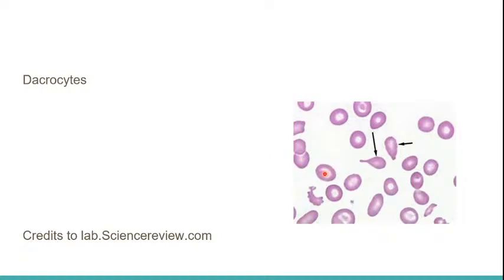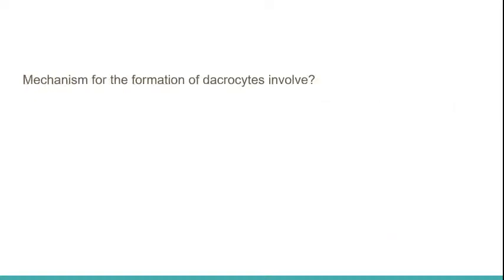Why? Because, as I mentioned before, you can't just see one RBC anomaly. In actual practice, you could see more than one anomaly. All right. Sometimes there could be an inclusion body thrown in there. All right. So you gotta be mindful of everything that you look at in the peripheral blood.